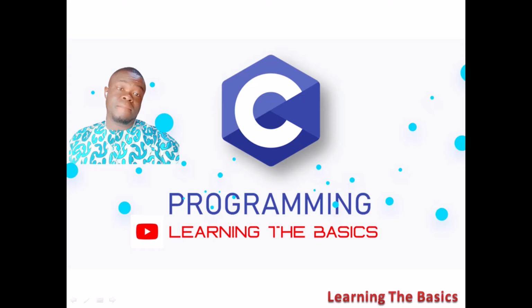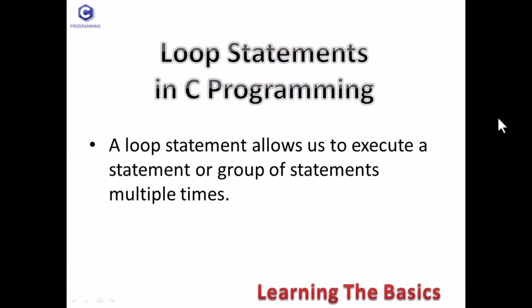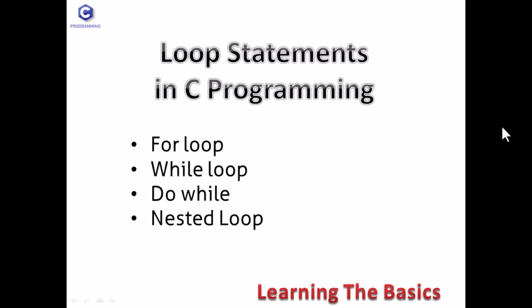In this video we'll be looking at loops in C. Now, what is a loop? A loop is a statement that allows us to execute a statement or group of statements multiple times. Now, we have four types of loops, which are the for loop, the while loop, the do while loop, and the nested loop.